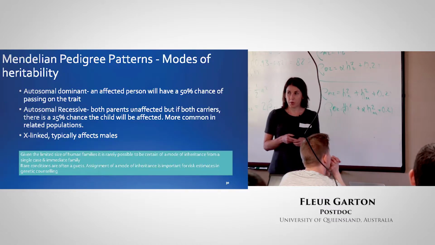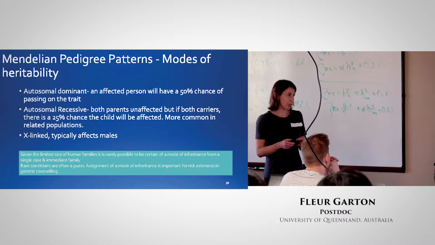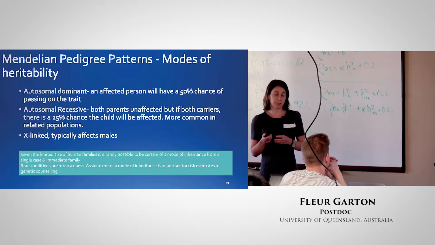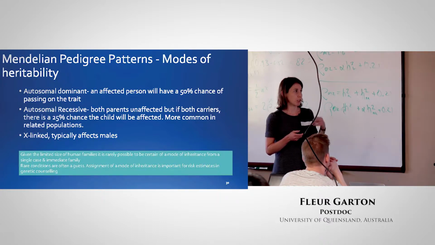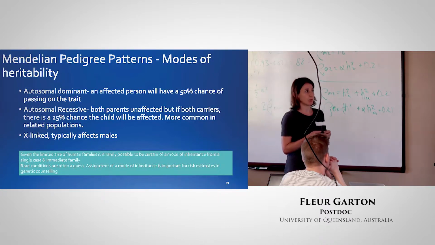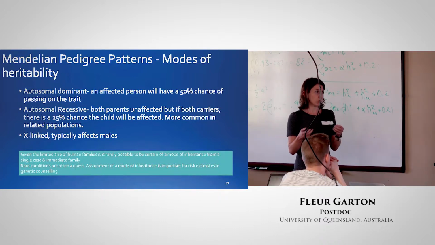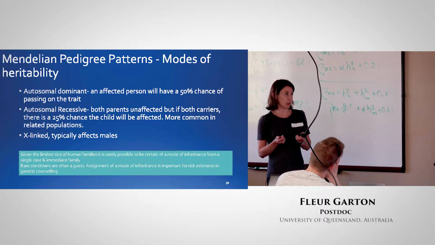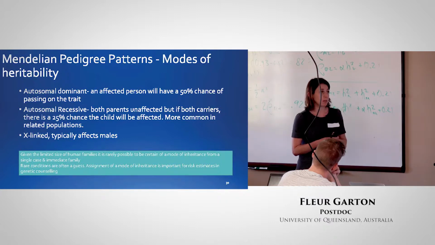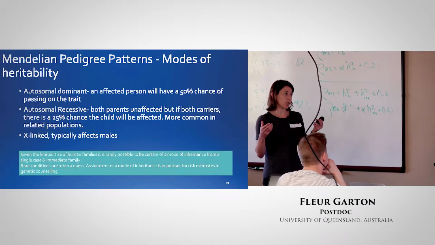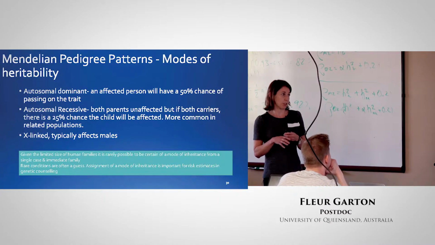So why is this important in terms of human traits? When we talk about a Mendelian phenotype, we're talking about a gene or a locus that encodes for 1 trait. If something is autosomal dominant, this locus is on the autosome and has a dominant role. An affected person will have a 50% chance of passing on the trait. If it's autosomal recessive, then both parents are unaffected, but if they're both carriers of this recessive allele, then there's a 25% chance that the child will be affected. And this, of course, is more common in related populations.